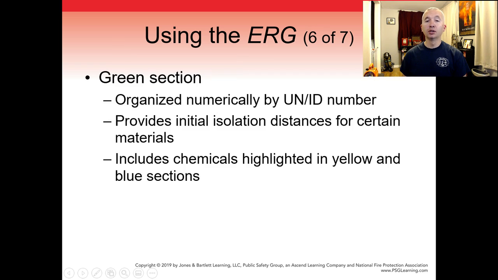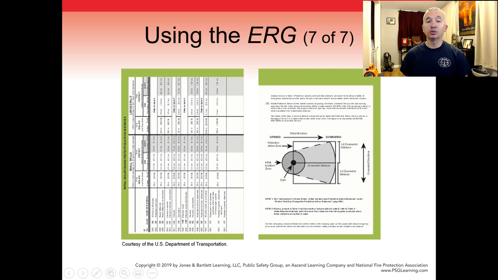The green section, organized numerically by UN ID number, provides initial isolation distances for certain materials. It includes chemicals highlighted in the yellow and blue sections. It also includes water-reactive materials that produce toxic gases, toxic inhalation hazards, chemical warfare agents, and dangerous water-reactive materials. There are other recommendations on size, shape, and protective action zones as well.